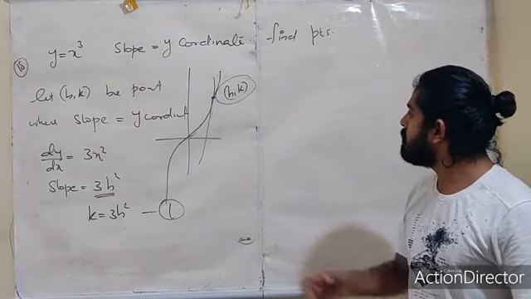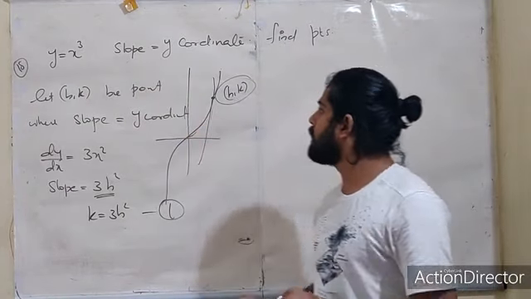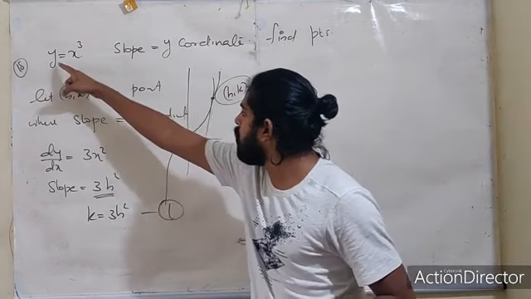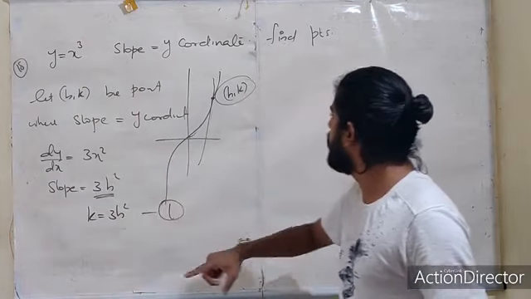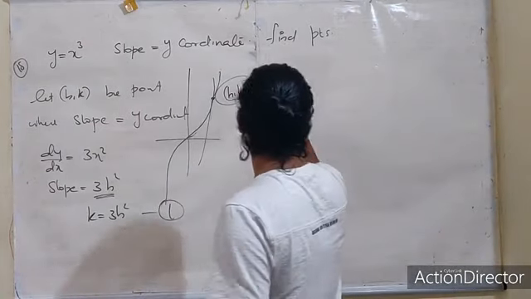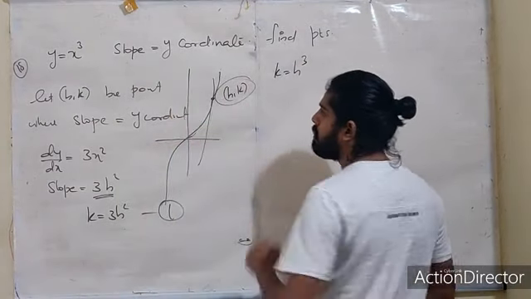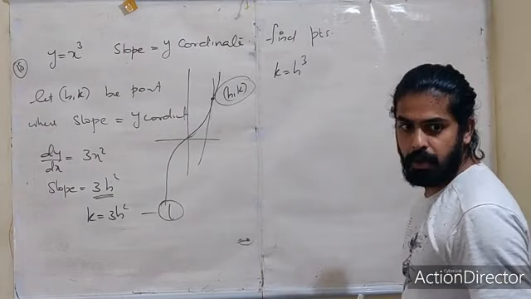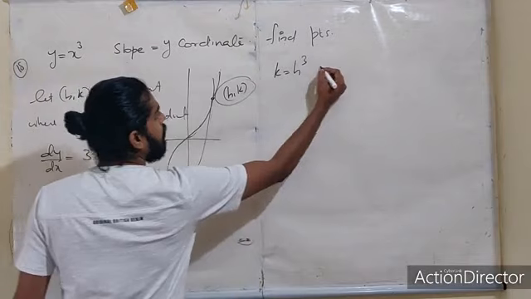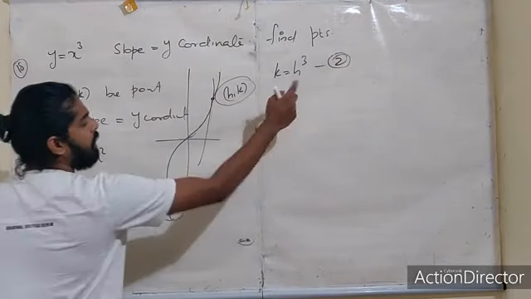Okay. Now since this point h comma k lies on this curve y is equal to x cube, there is a relation between k and h. Since y coordinate is equal to cube of x coordinate and h comma k lies on that curve, then k is equal to h cube. Right? K is equal to h cube by substituting h comma k on this curve. Okay, let us consider this as equation number 2. K is equal to 3h square and k is equal to h cube.